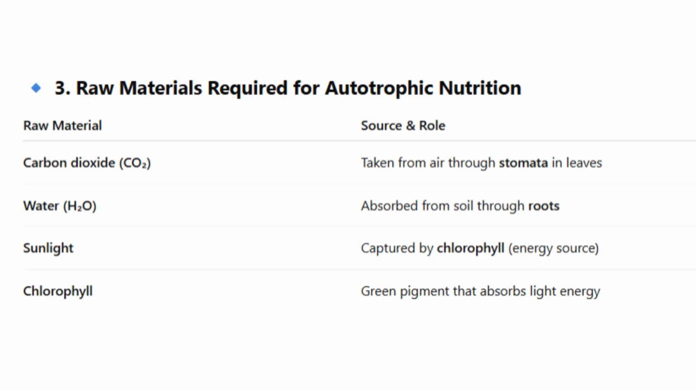3. Raw materials required for autotrophic nutrition. Carbon dioxide, CO2: taken from air through stomata in leaves. Water, H2O: absorbed from soil through roots. Sunlight: the energy source, captured by chlorophyll. Chlorophyll: green pigment that absorbs light energy.